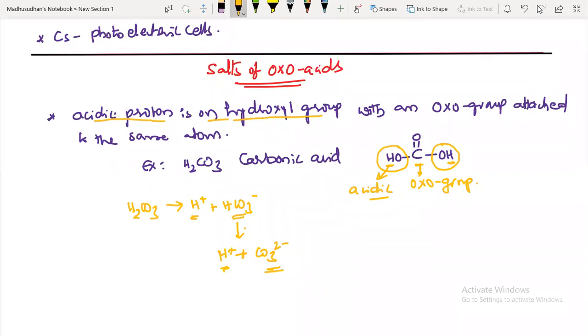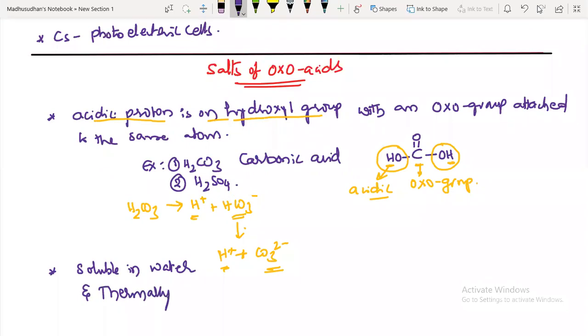Okay. And you can have another example of this kind. Not only carbonic acid, you can also have sulfuric acid, H2SO4, which has the same properties. The properties of these are that they are soluble in water and thermally stable.